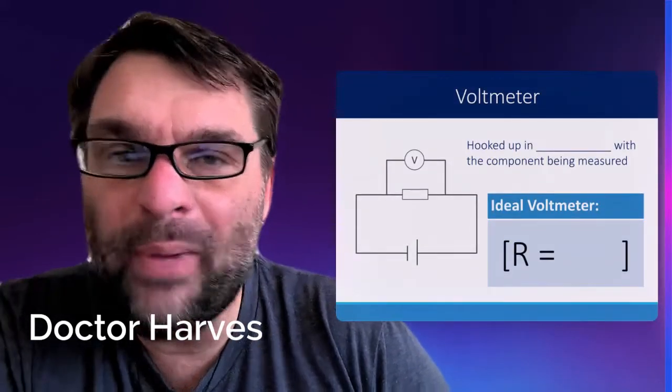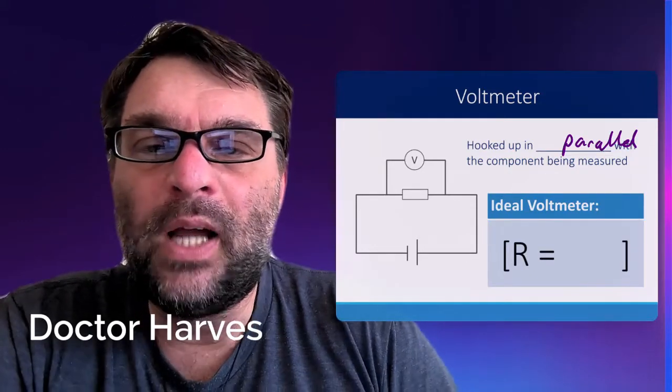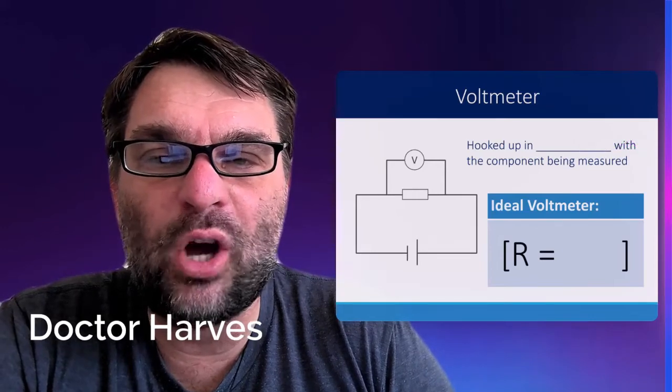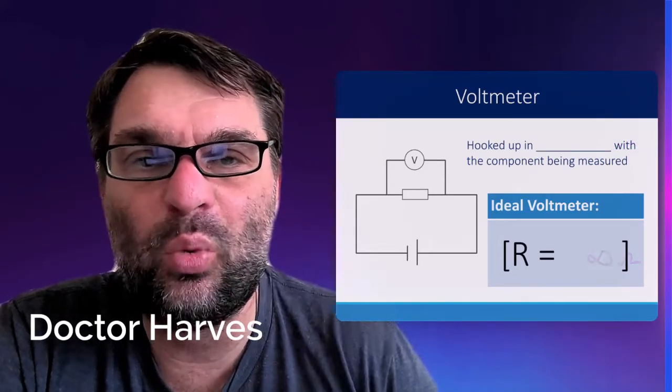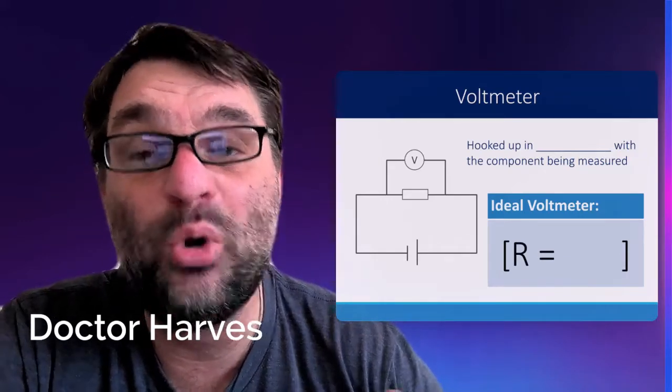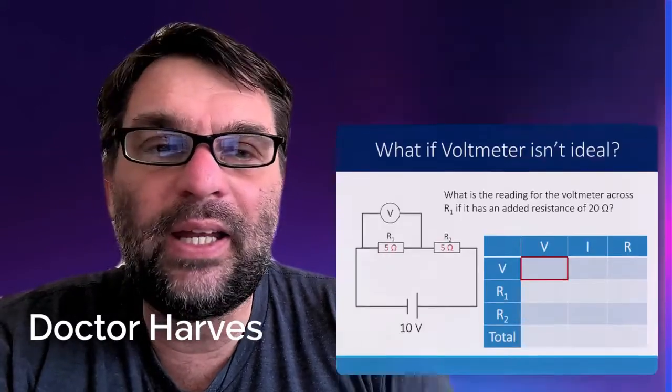And it's the same with a voltmeter. Voltmeters should be hooked up in parallel with the component being measured, and this time the resistance should be basically infinite ohms, because we don't want the current to go through the voltmeter, we want it to go through the component, measuring the potential difference. And again, it's illustrated here.